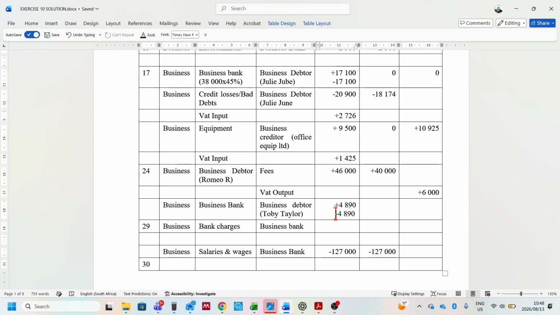So over here, this customer is paying us the money that he owes us. We're not giving him a service, he's just paying us. So this means that there won't be any VAT, so that you do not record VAT on money that you are receiving. You record VAT when you charge the customer, not when you receive the money.